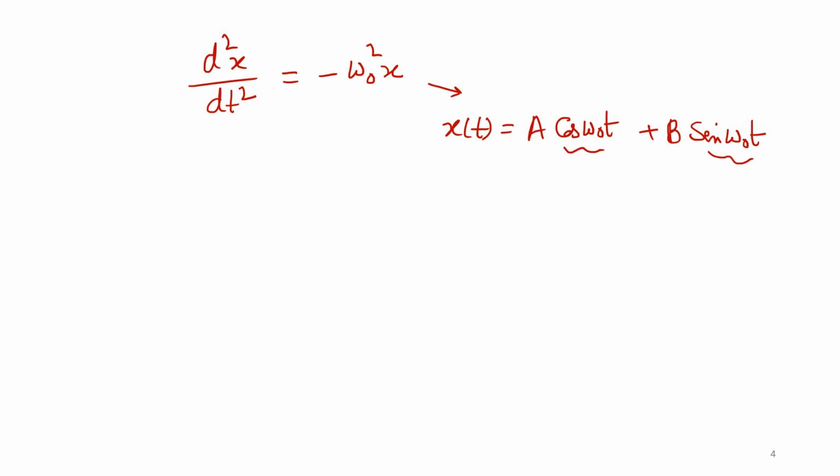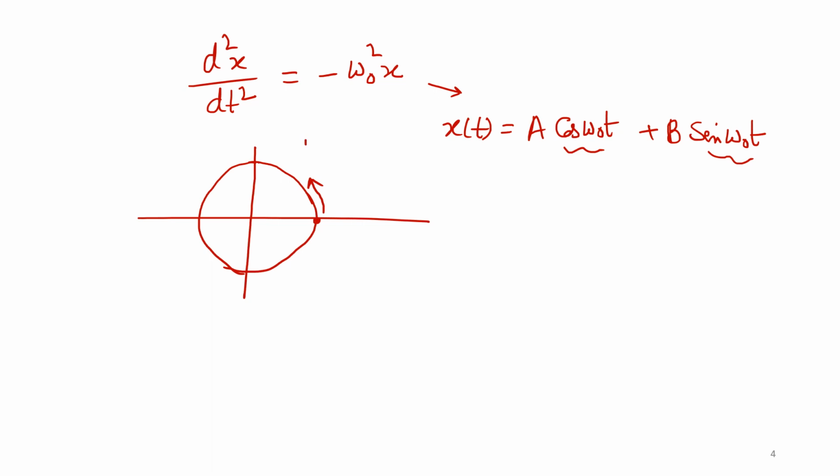So we may consider one more analogy. We can consider that there is one unit circle, and in this unit circle, suppose one point is moving in the anti-clockwise direction with the angular velocity omega naught. So in t seconds it will cover this angle. This angle is theta, and this theta equals omega naught times t.